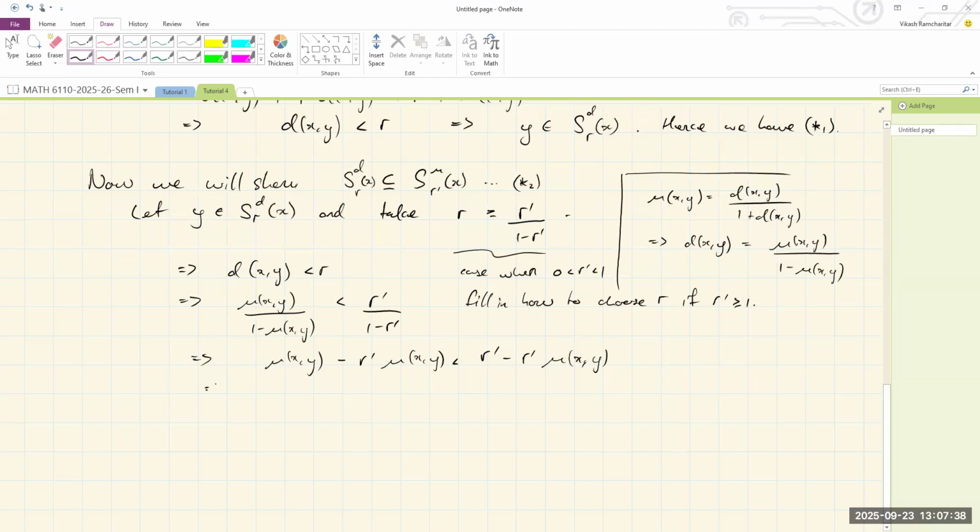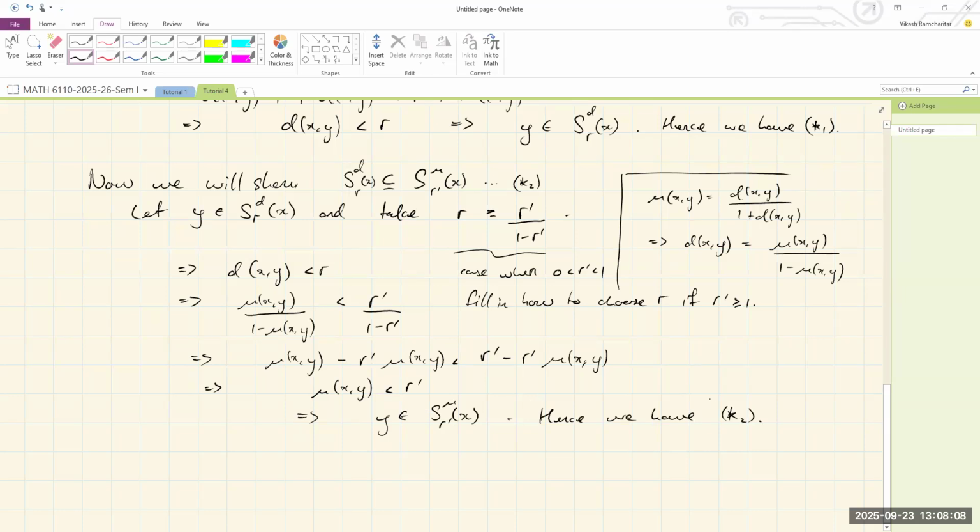Okay, so from here, we could simplify this down and we get mu of x comma y is strictly less than r prime. In other words, y belongs to the open sphere centered x with respect to the mu metric of radius r prime. Okay, so hence we have star 2.